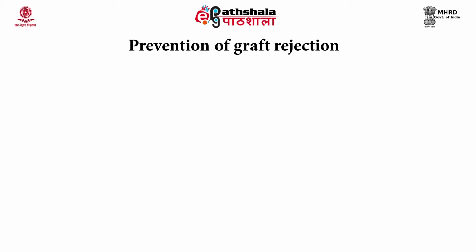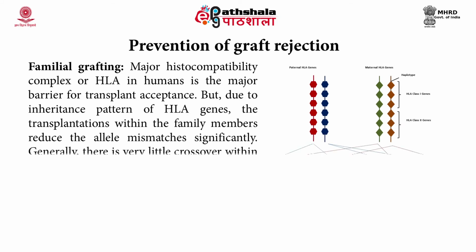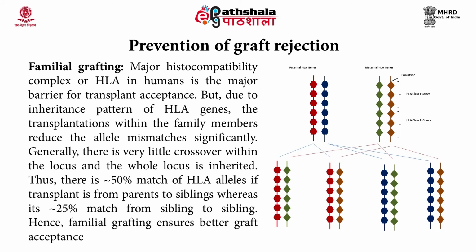How can we prevent the phenomenon of graft rejection? Various mechanisms are possible which can help to minimize graft rejection. For example, familial grafting. The major histocompatibility complex or HLA in humans is a major barrier for transplant acceptance. But due to the inheritance pattern of HLA genes, transplantation within family members reduces the allele mismatch significantly.